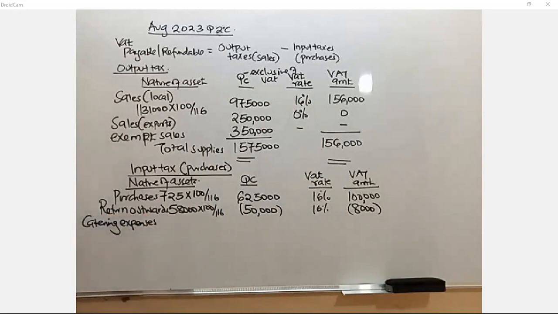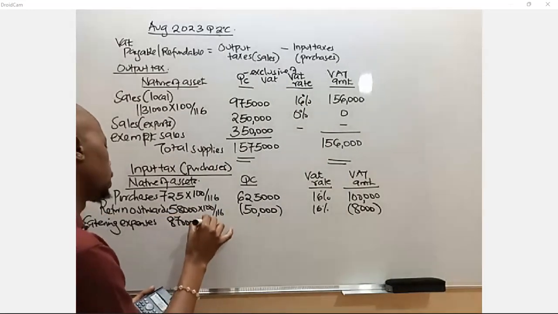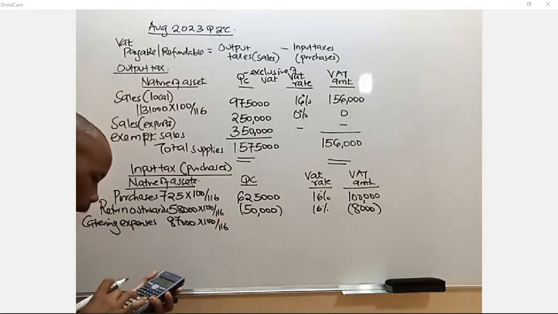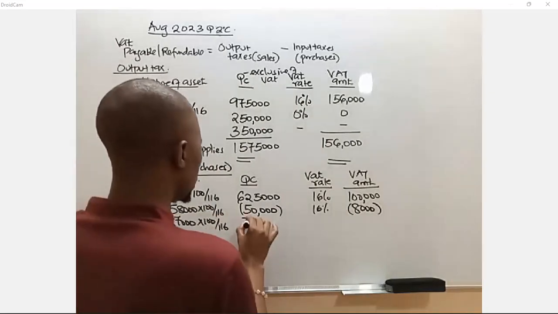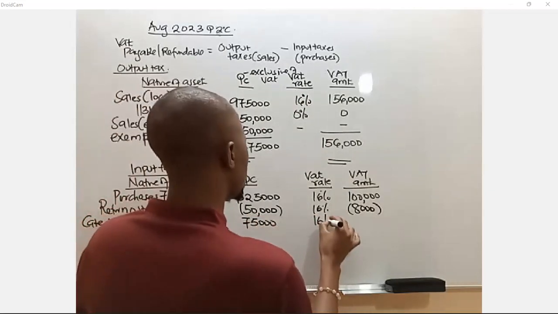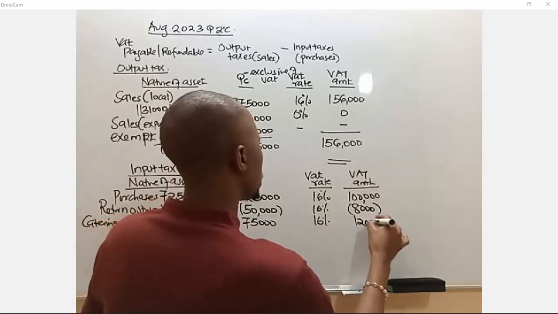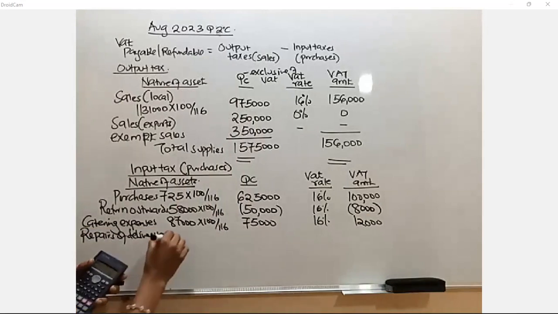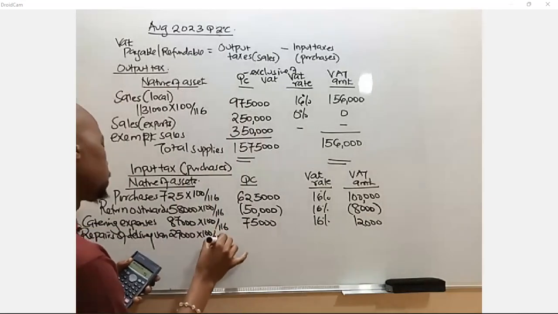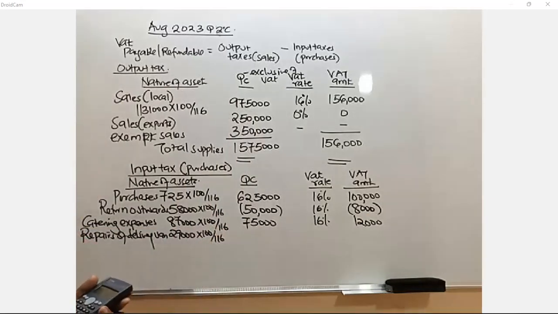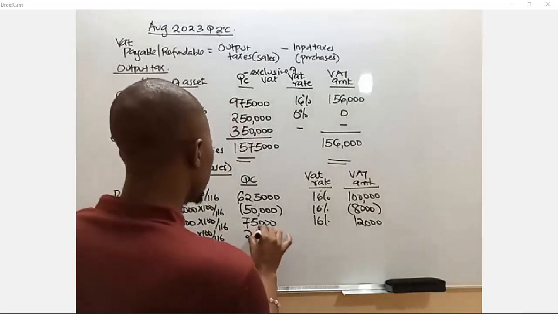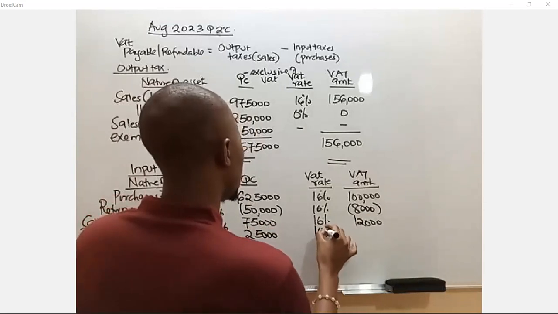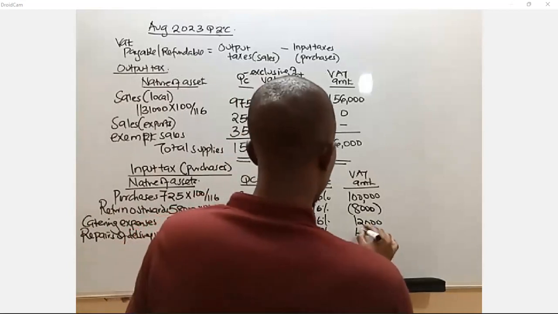The catering expenses, what do we have? We have 87,000 times 100 over 116. So 87 times 100 divided by 116, we get 75,000. 16%, you're going to be getting around 12,000. After the catering expenses, we have repairs of the delivery van. How much do we have? I can see it's 29,000 times 100 over 116. So 29 times 100 divided by 116, we are getting 25,000. 16%, we are getting 4,000 here.